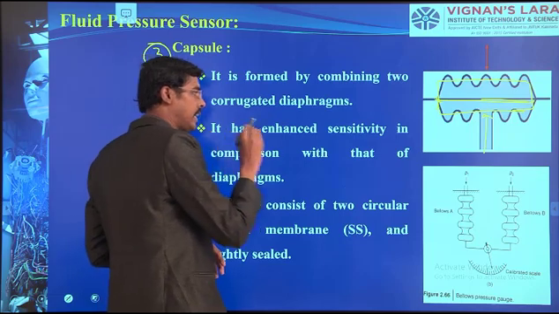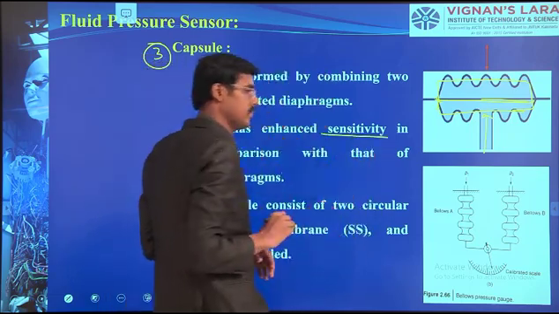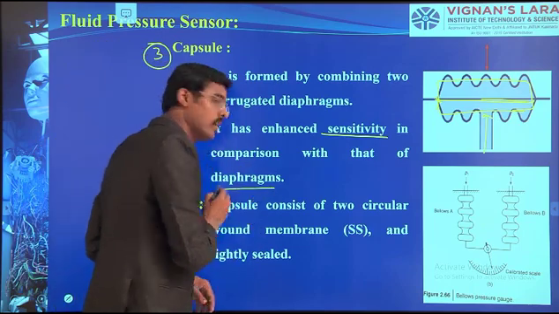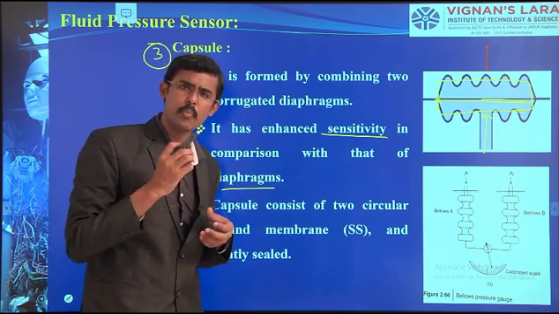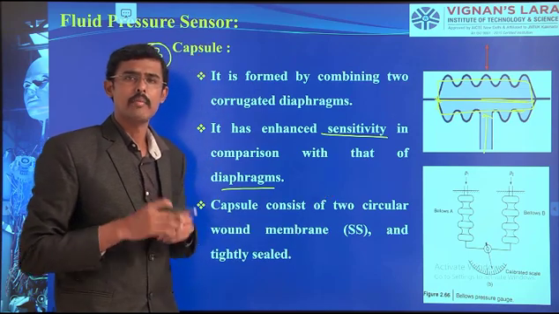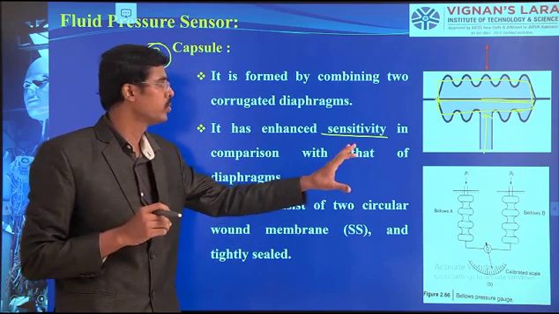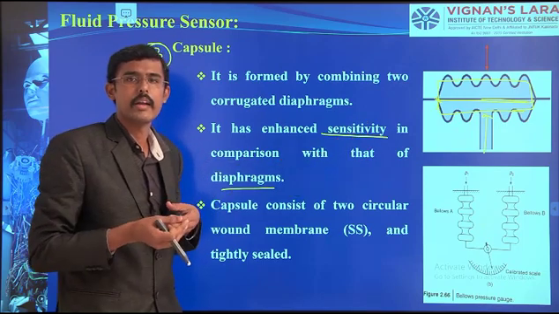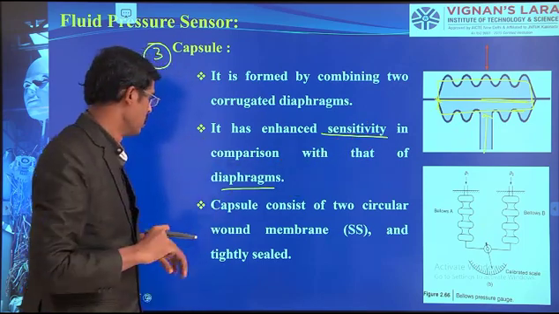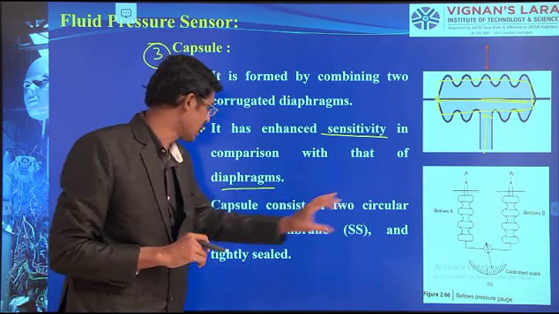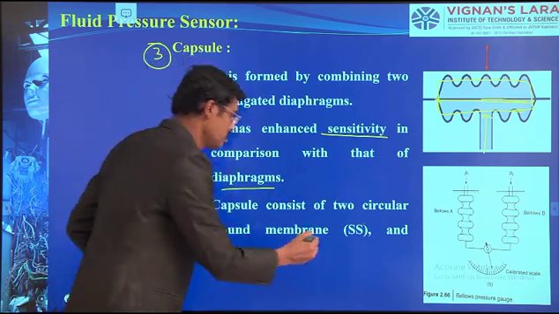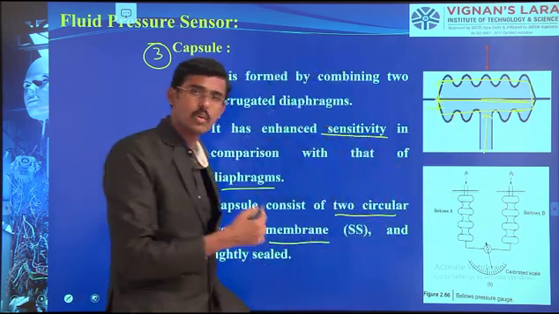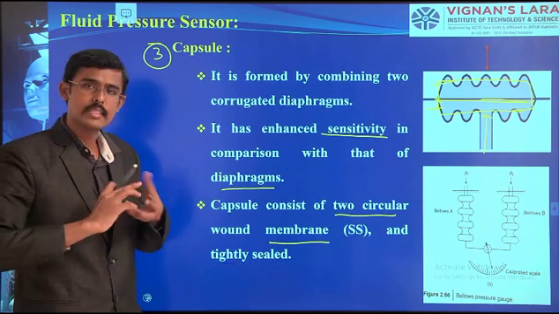It has enhanced sensitivity in comparison with that of diaphragms, because we can measure low pressure here. Minute changes we can also measure in the capsules. Diaphragms or multiple diaphragms are added to measure the low pressures also. The capsule consists of two circular wound membranes, 1 and 2. Two circular wound membranes and a tightly sealed part.